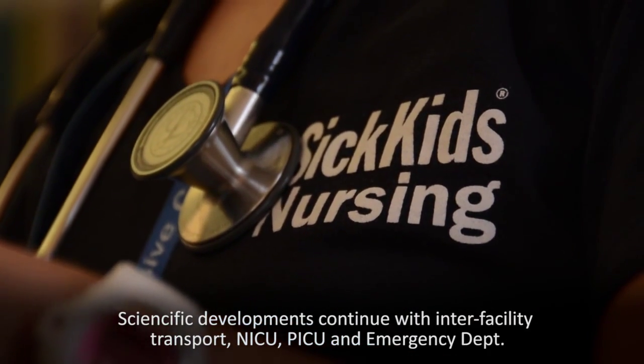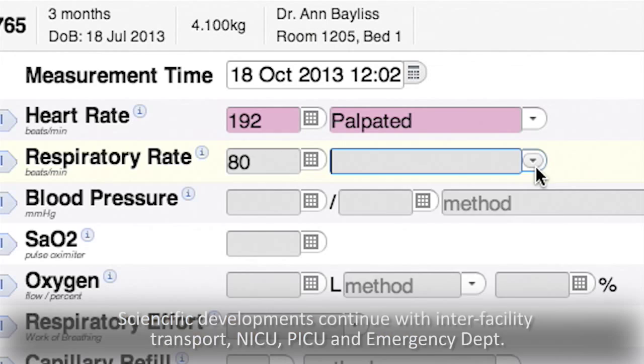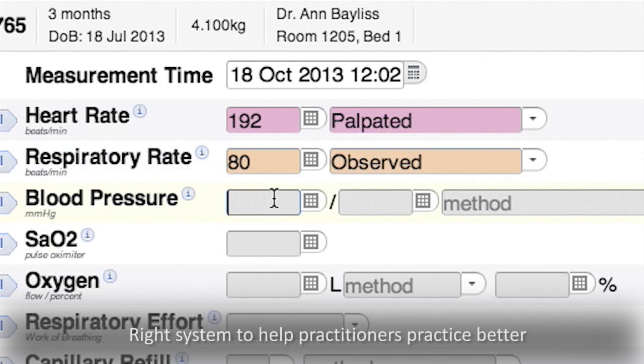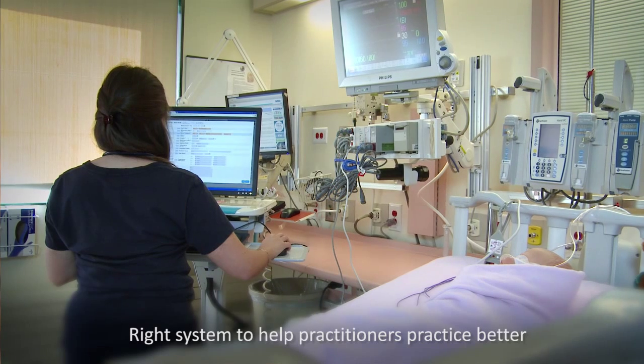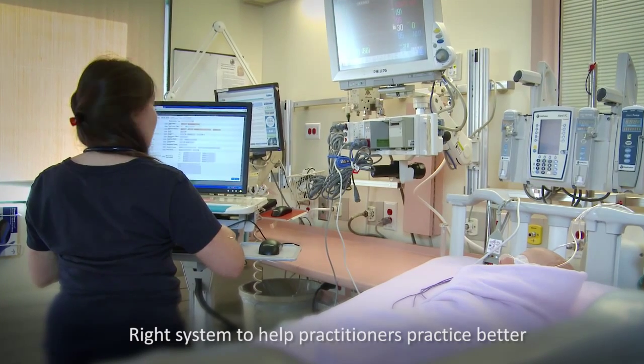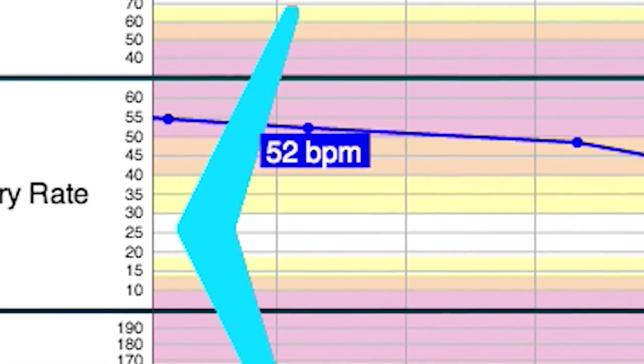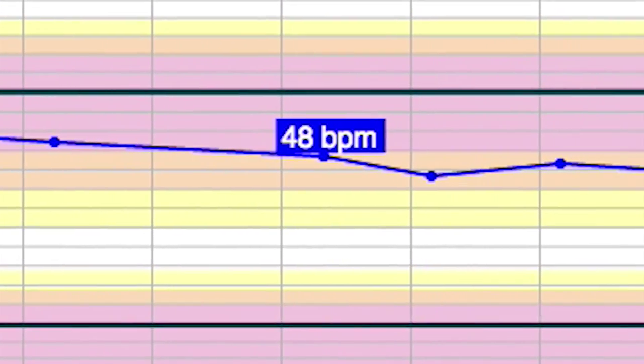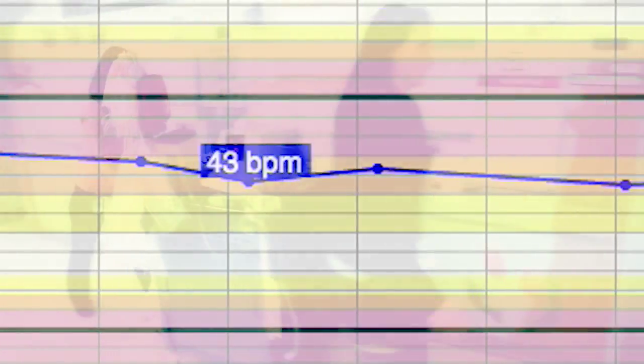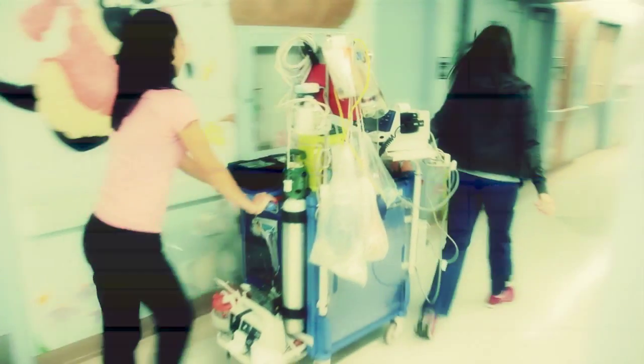What I've learned is the importance of having the right system to enable practitioners to practice better, to identify effectively, and this is the rationale for us spending 5 years developing the Bedside Paediatric Early Warning System, validating the score, and engaging the frontline clinicians. Frontline staff and patients deserve tools that work.